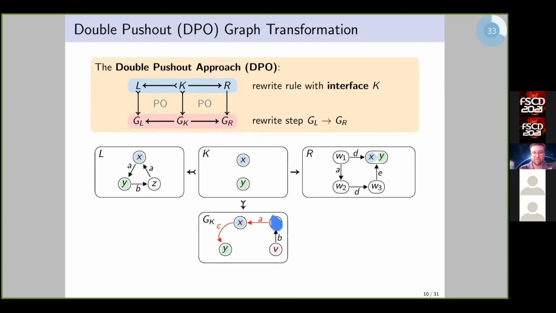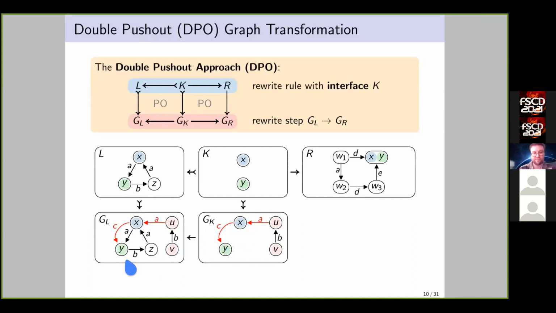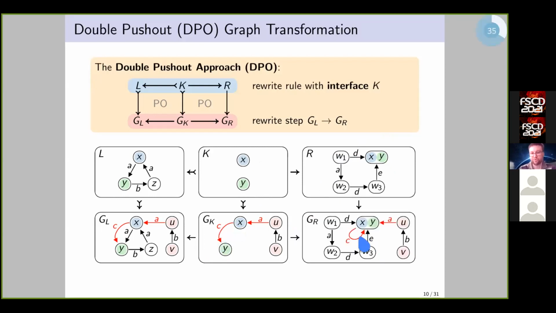Let's have a look at an example. This is our host graph without the pattern. Now if we compute this push out, then we will glue this left-hand side into this host graph along X and Y. This gives this result. Now, if we do the same and we glue in the right-hand side, so we compute this push out, then because the nodes X, Y are merged to the same node here, this edge C will turn into a loop on this merged node.